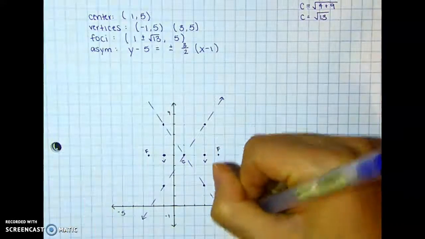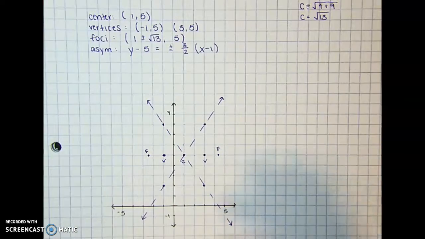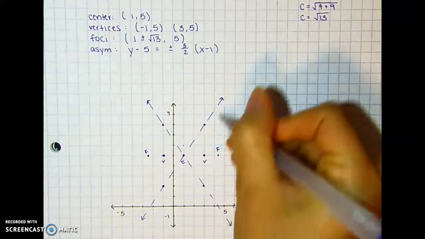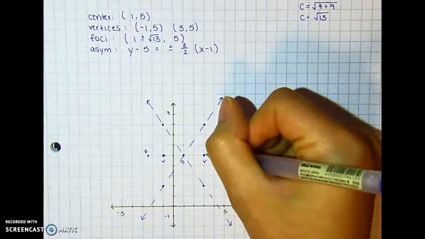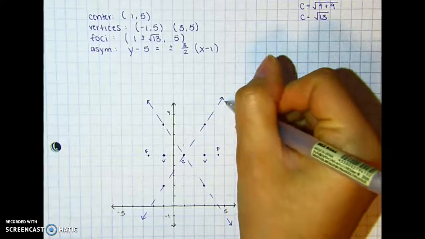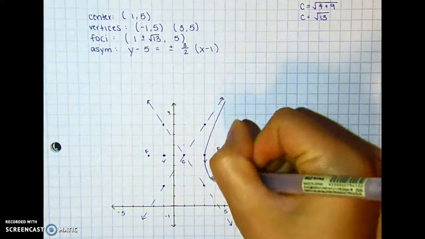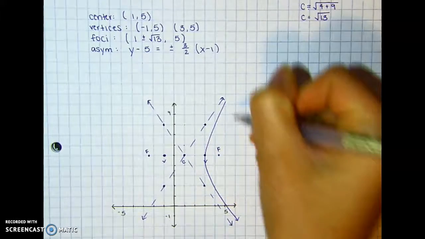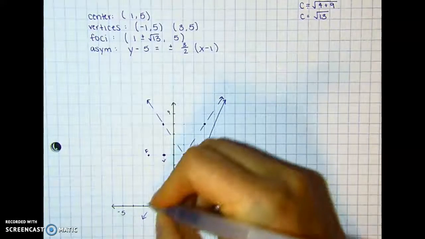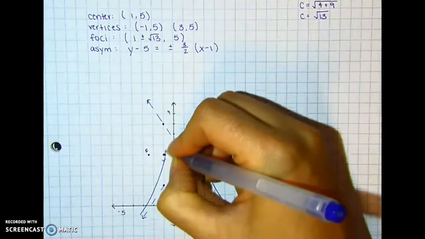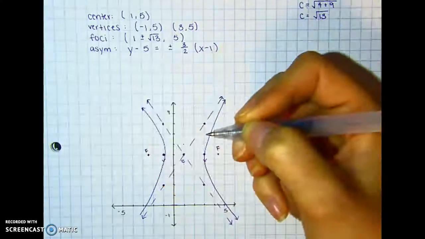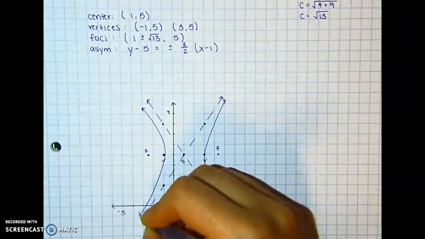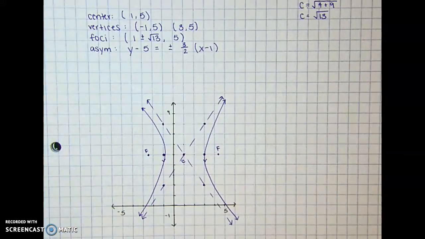All right, and then once we have our asymptotes, it's a lot easier to make your hyperbola, because it's going to go through that vertex, and then it's going to flatten out towards the asymptotes, right? Actually, that was very poor. Whatever. Okay, so there's my hyperbola.